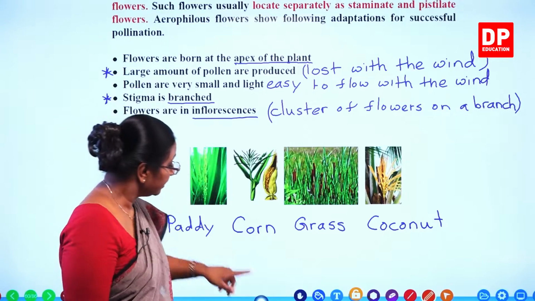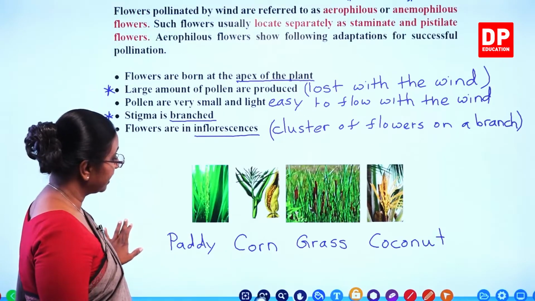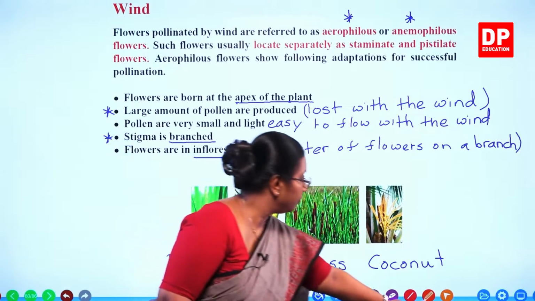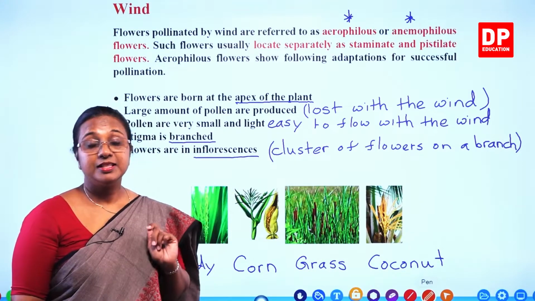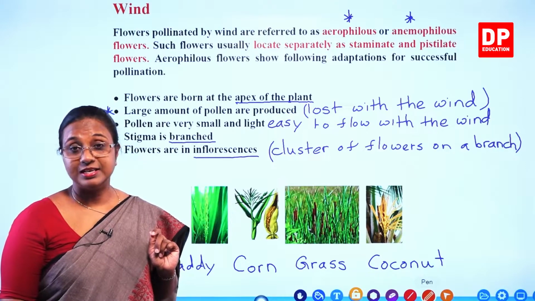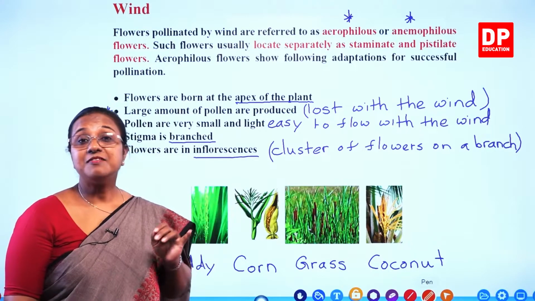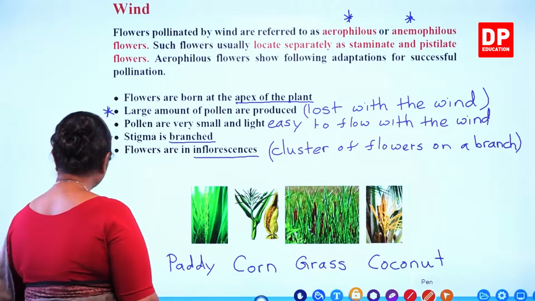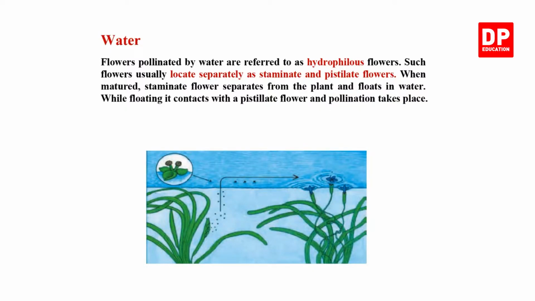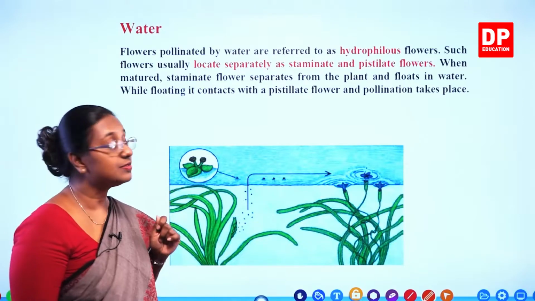So these are the adaptations of flowers that are pollinated by wind. Paddy, corn, grass and coconut. The aerophilous or anemophilous flowers. Then I will move on to the next agent of pollination, that is water. So water. Flowers pollinated by water are referred to as hydrophilous flowers.